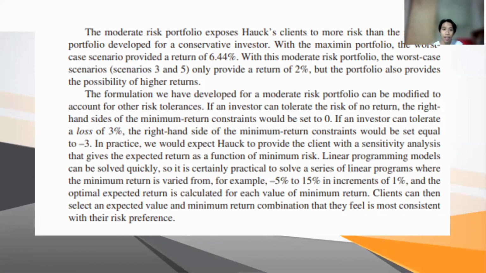Then the formulation we have developed for a moderate risk portfolio can be modified to account for other risk tolerances. For instance, if an investor can tolerate the risk of no return, the right-hand side of the minimum return constraints would be set to 0. And if an investor can tolerate a loss of 3%, the right-hand side of the minimum return constraints will be set equal to -3. In practice, we would expect Hawk to provide a client with a sensitivity analysis that gives the expected return as a function of a minimum risk.